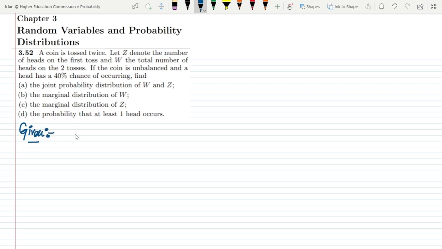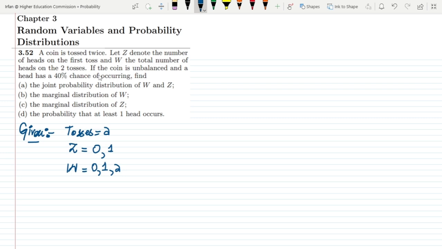So we have two tosses, the total number of tosses is 2. And Z denotes the number of heads on the first toss, which can be 0 or 1. Similarly, W is the total number of heads on the two tosses. So W can be 0, no heads, 1 and 2, and 2 is the maximum value in which both tosses have heads as well.